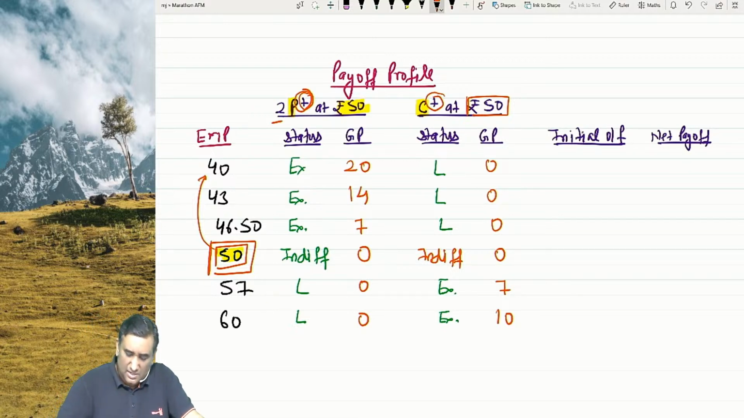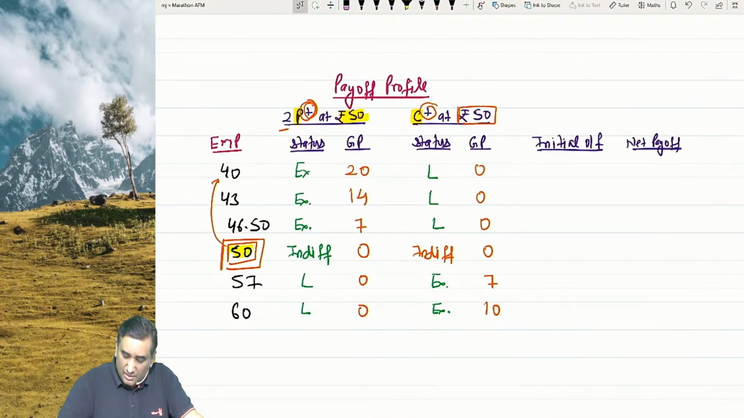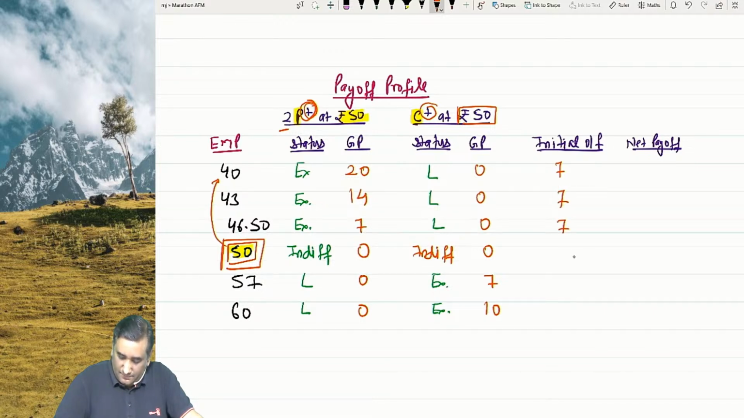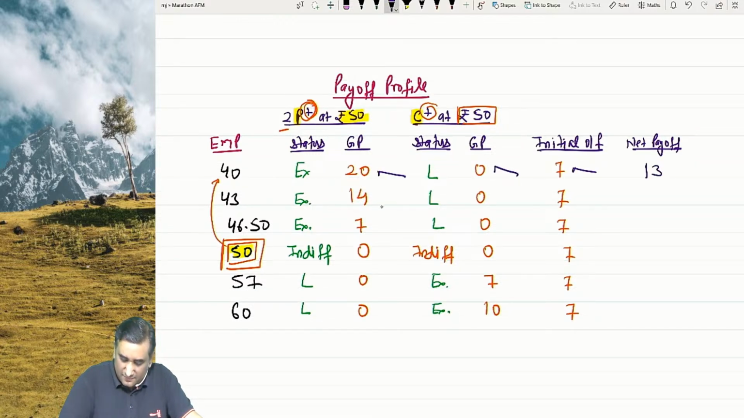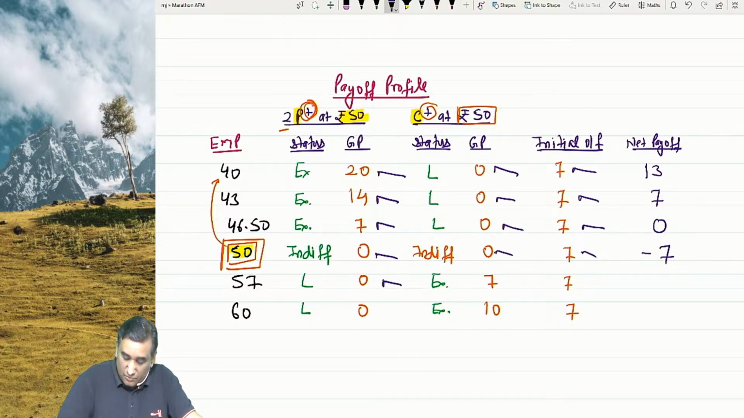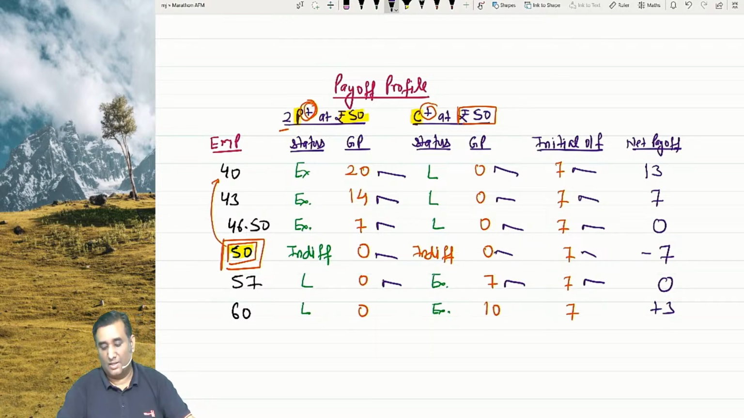So that's why we had this type of combination, P plus, C plus. Initial outlay, how much he paid? 7. Profit 0, 7. Net profit 14, 0, 7. Net profit 7, 0, 0, 0, 0. Maximum loss minus 7. How much? He is getting more profit on the downside, and he took the strategy also the same.